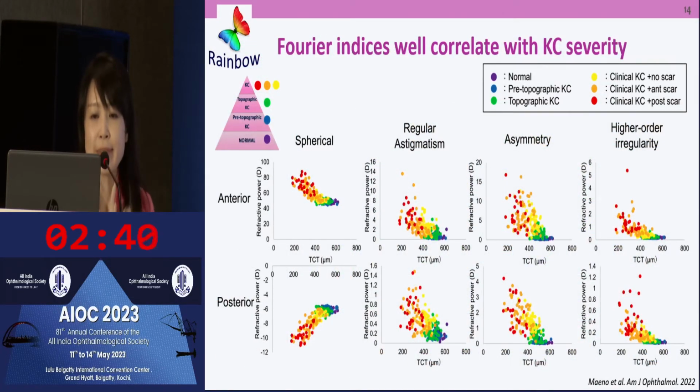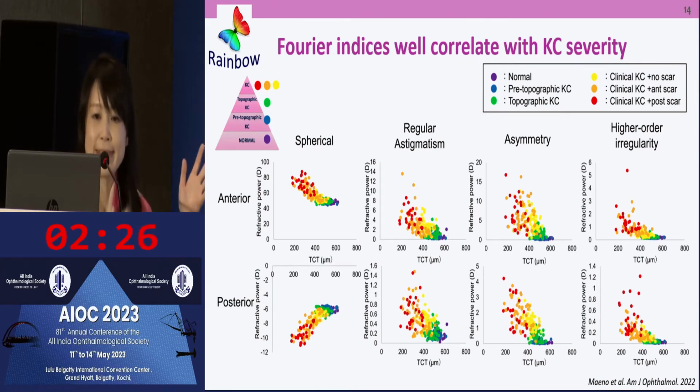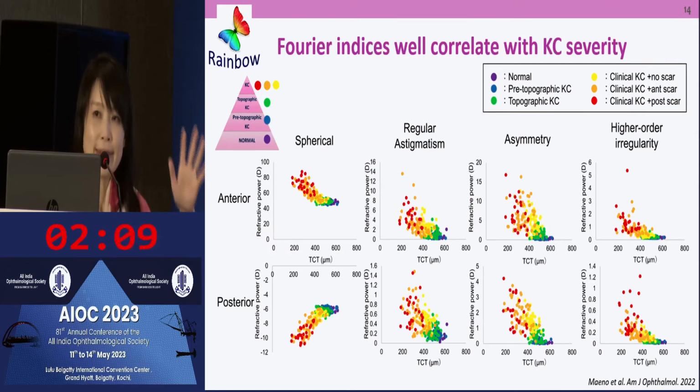This is a scatter plot to see the relationship between the corneal thickness and Fourier indices. The upper level shows the anterior Fourier indices from the anterior corneal surface, and the lower level shows the Fourier indices from the posterior surface. You can see a very nice relationship between the corneal thickness and the Fourier indices. Again, the redder the color, the more severe the keratoconus.